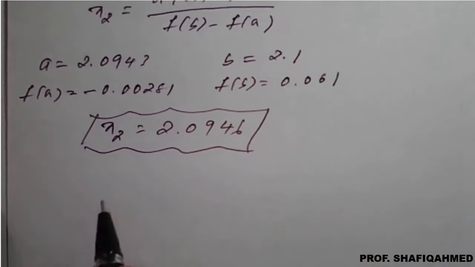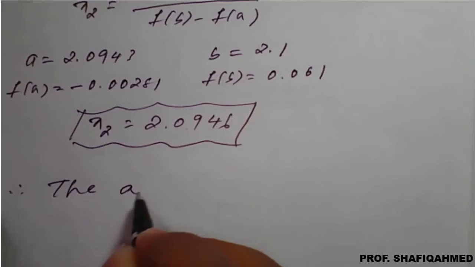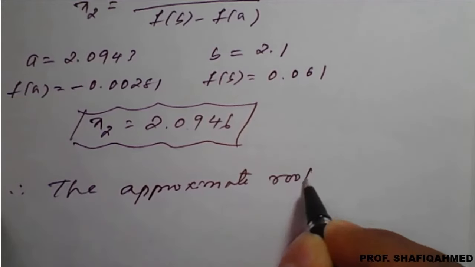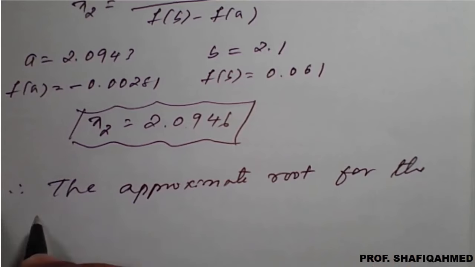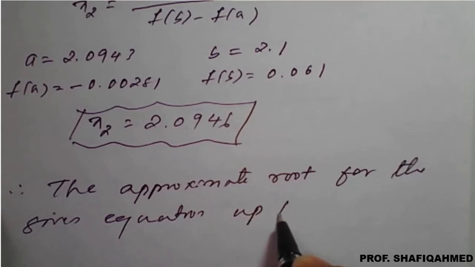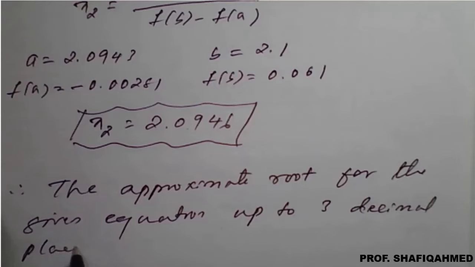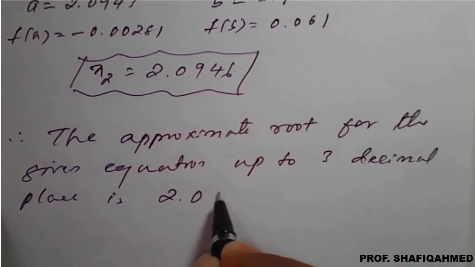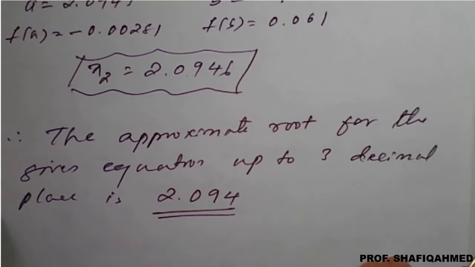So therefore we'll stop it. Therefore the approximate root for the given equation up to 3 decimal places is 2.094. Okay, 2.094. We'll stop here.